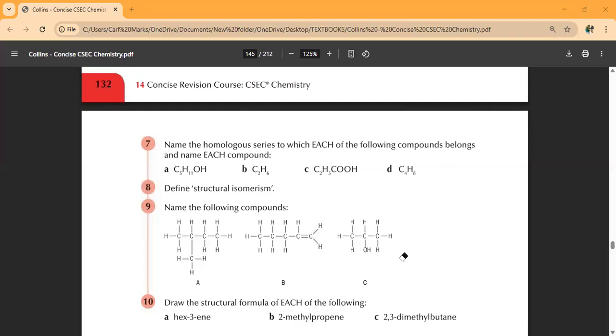All right. Good. So with 2 propanol, you indicate where the alcohol is attached on your formula. Try drawing these structures for me. I'm going to send them in the WhatsApp group: hex-3-ene, 2-methyl propene, and 2,3-dimethyl butane. Draw those, and we're going to wrap up on this today.